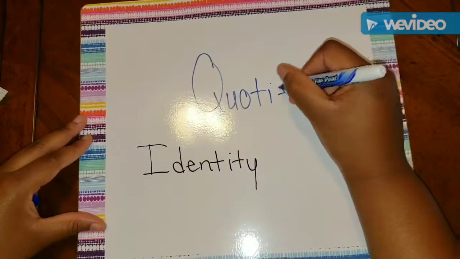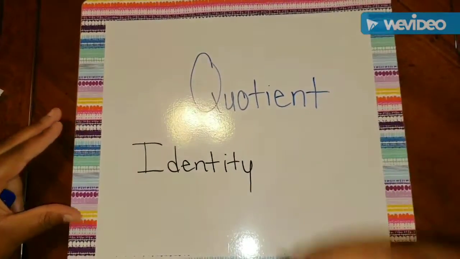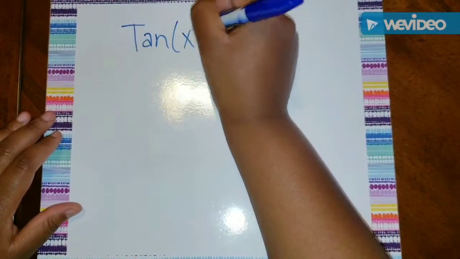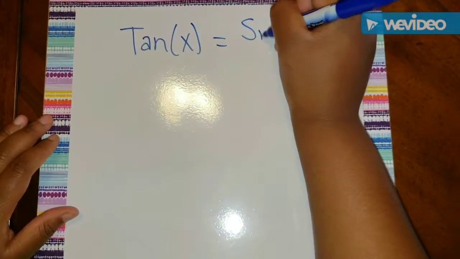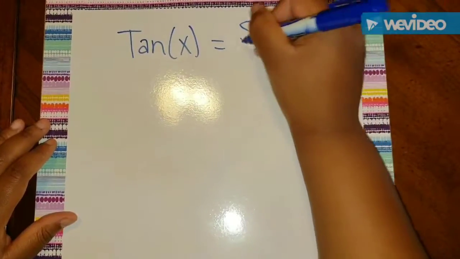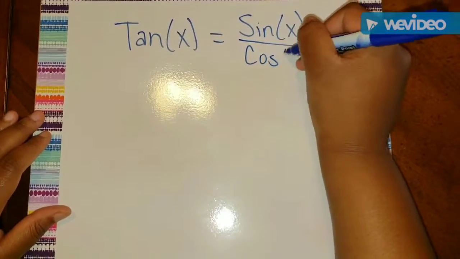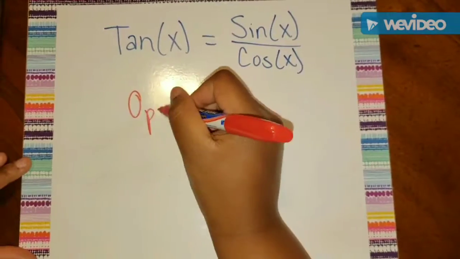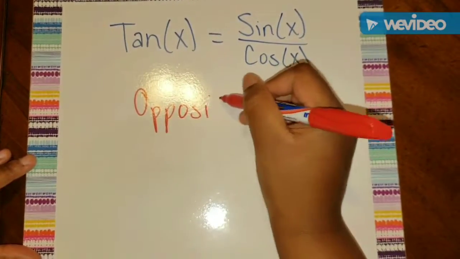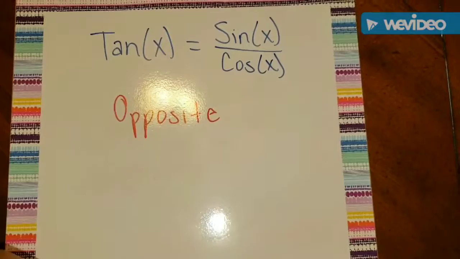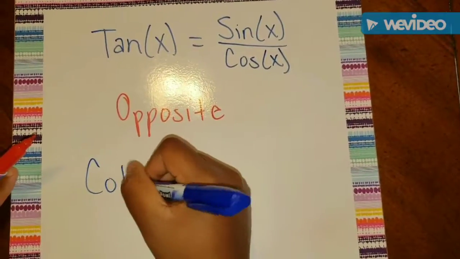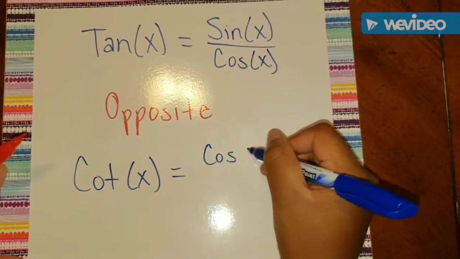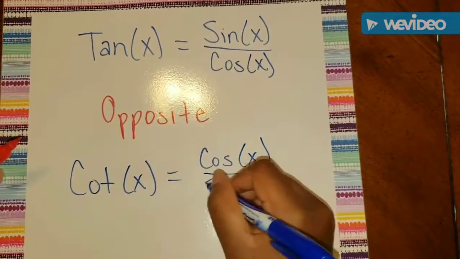So now let's get into our first identity, which is the quotient identity. So looking at this, we're going to say that tan x is equivalent to sine x over cosine x. Now we know that the opposite of tangent is the cotangent, so those numbers are just going to be flipped. So as tangent is the opposite over adjacent, cotangent is adjacent over opposite. So for cotangent x, you're going to have cosine x divided by sine x.